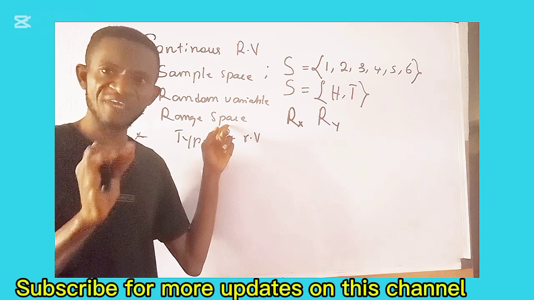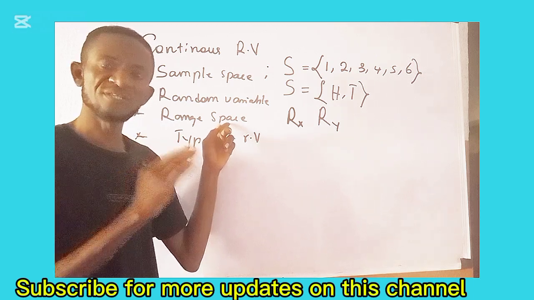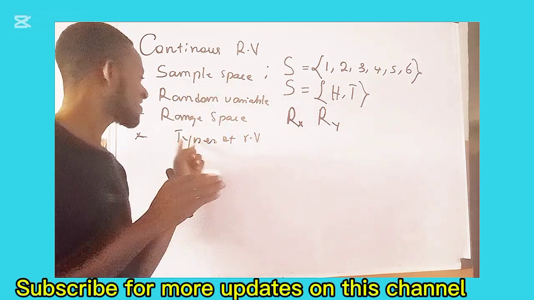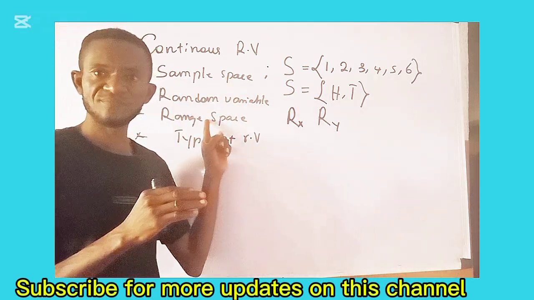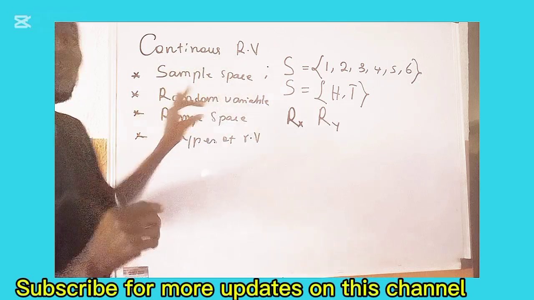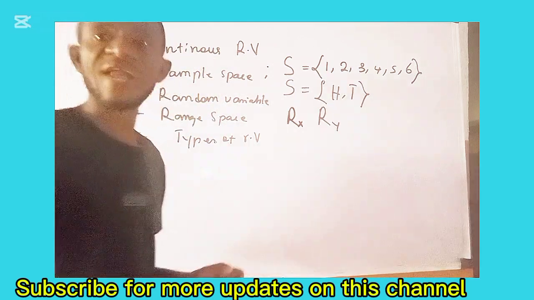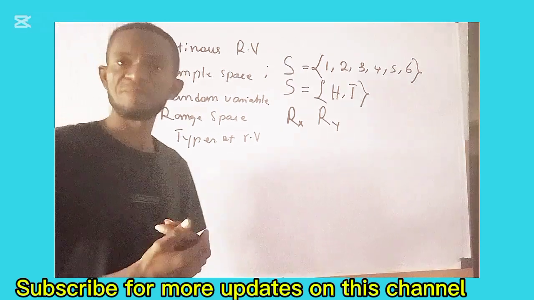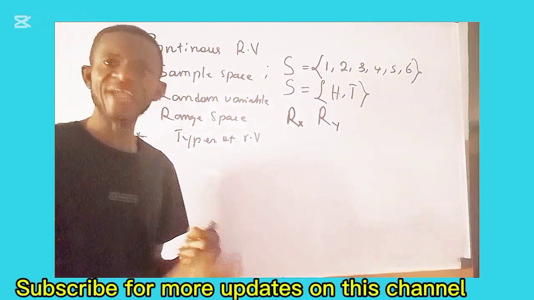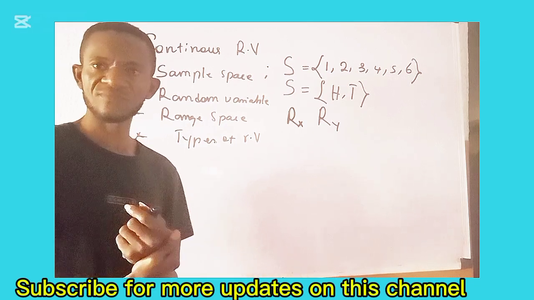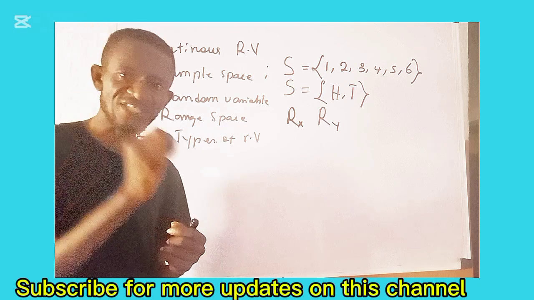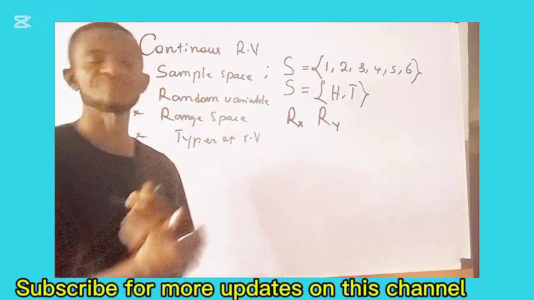And let us now begin to understand this classification based on the nature of the sample space and then the range space. When the sample space or the range space of a random variable contains countably finite values, such a random variable is described as a discrete random variable.